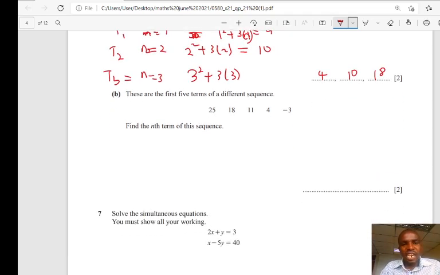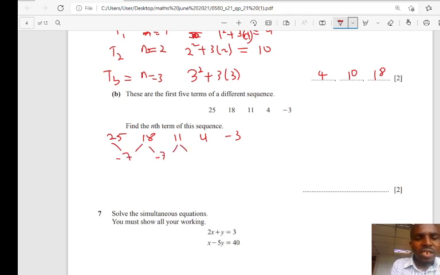Then you are done. Next, part B. These are the first 5 terms of a different sequence. The sequence 25, 18, 11, 4, minus 3. Find the nth term of this sequence. First thing, you have to find the common difference. 25, 18, 11, 4, minus 3. Difference between this one and this one, you are subtracting 7 here. Subtracting 7, subtracting 7, subtracting 7. So the common difference is the same.